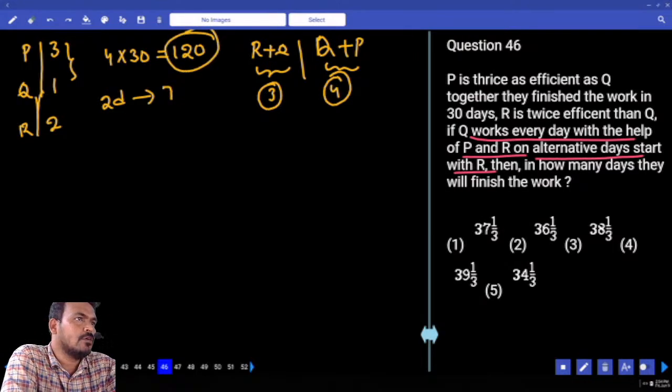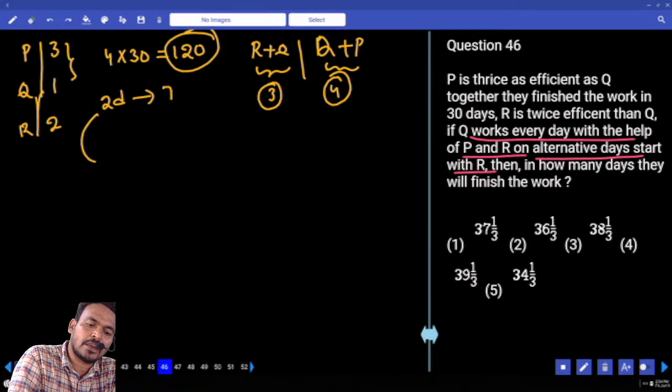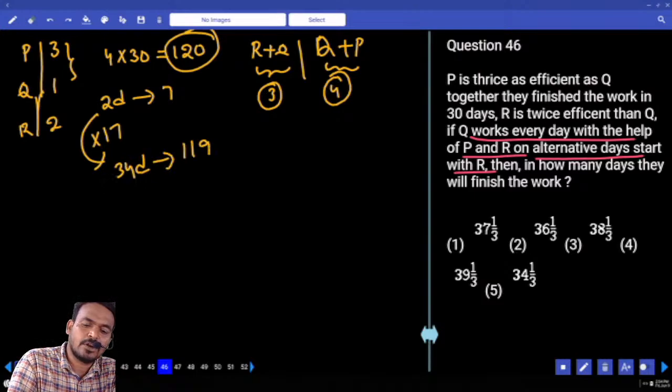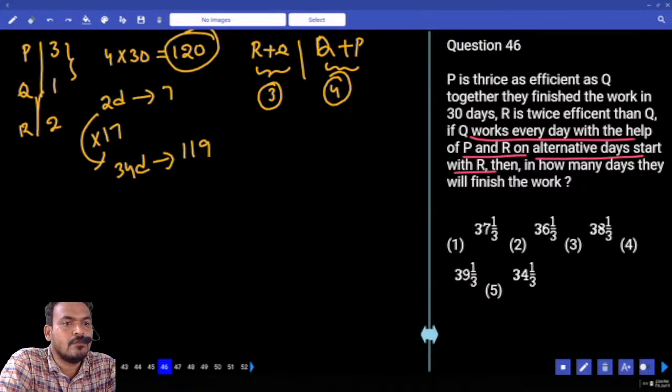120. 120 is divided by 7. How many times is it divided? 17 times or not? But for a pair, how many days are we getting? 2 days. Every 2 days how many parts are completed? 7 parts. Then 120 is divided by 7. How many pairs are we getting? 17 pairs or not? 17 times 2 is how much? 34 days. After 34 days how many parts are completed?